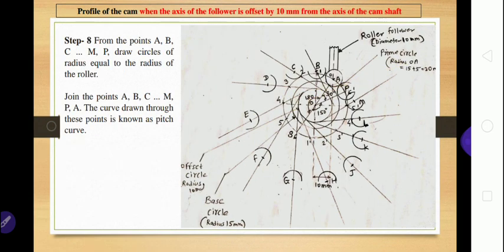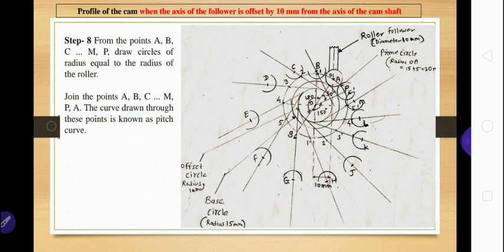In the next step, don't join these points immediately because here is the roller follower. So you have to draw the rollers completely or as semicircles. According to the diameter of the roller, given here as 10 mm, therefore from B, C, D, E, F, G, H, J, K, L, M, draw the semicircles of the roller follower equal to diameter 10 mm.